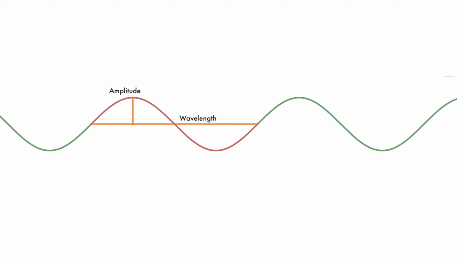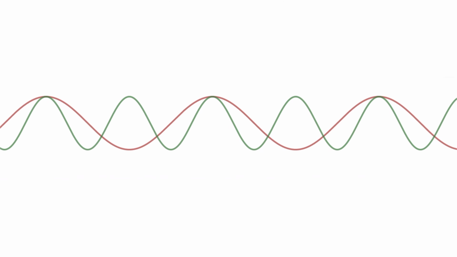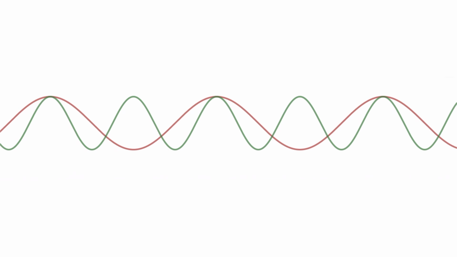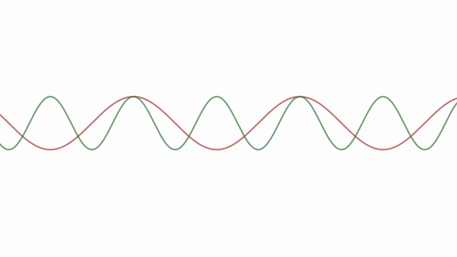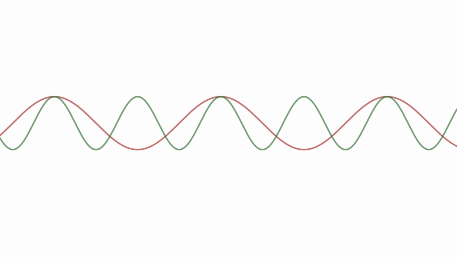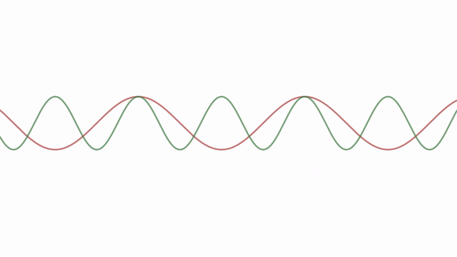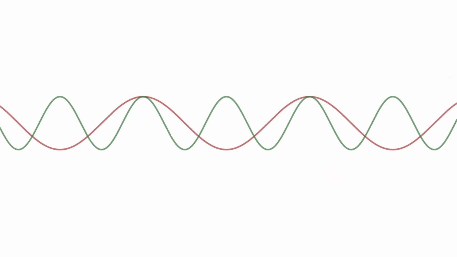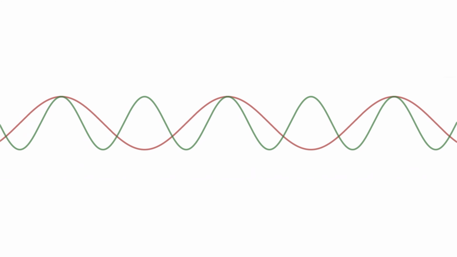The third aspect of waves is frequency. Frequency is the number of waves that pass each second. Here we see a green wave and a red wave. The green one has more waves passing than the red wave. This means that the green wave has a higher frequency than the red one.